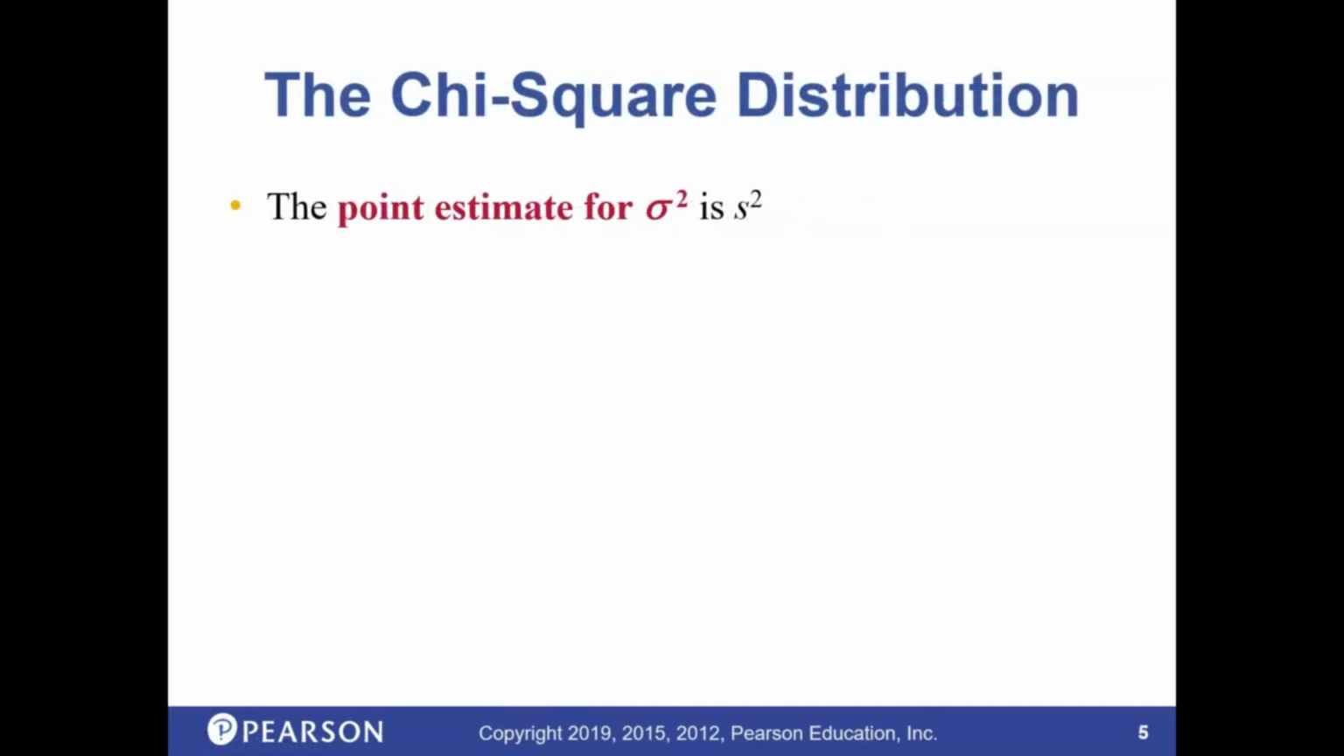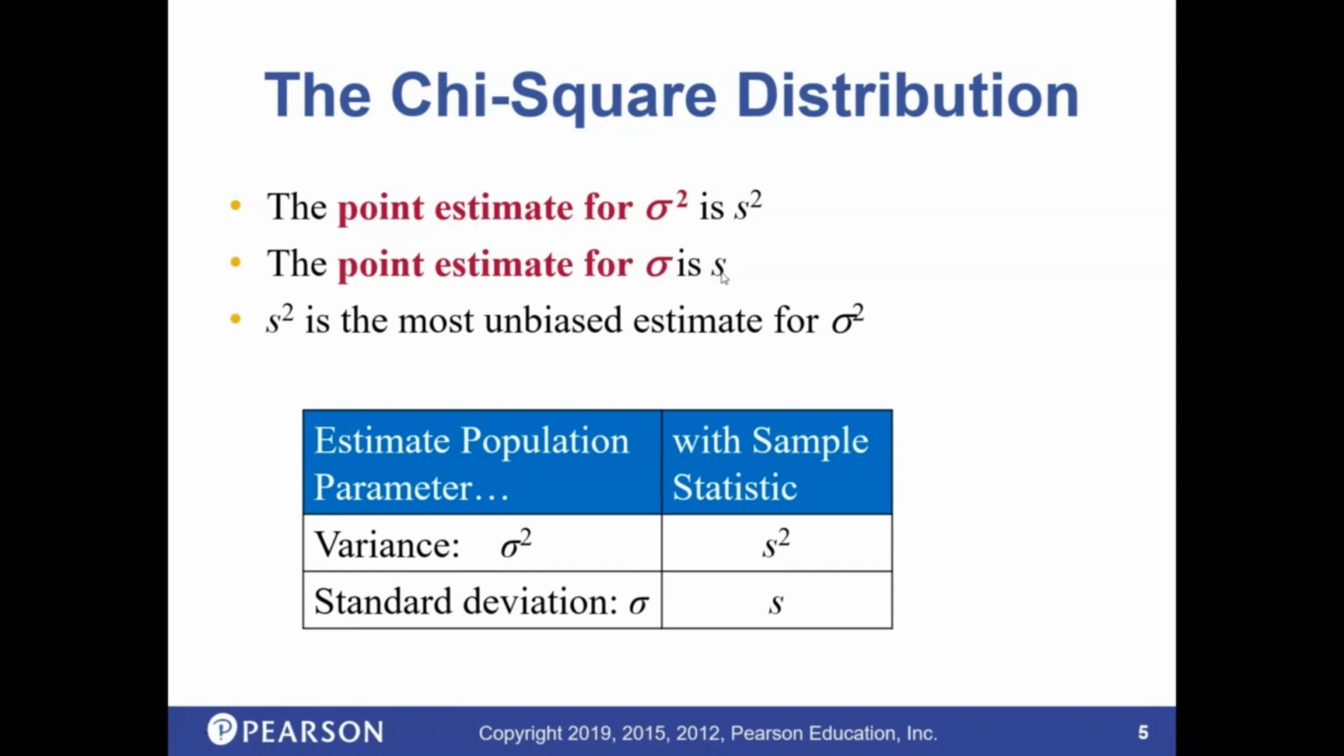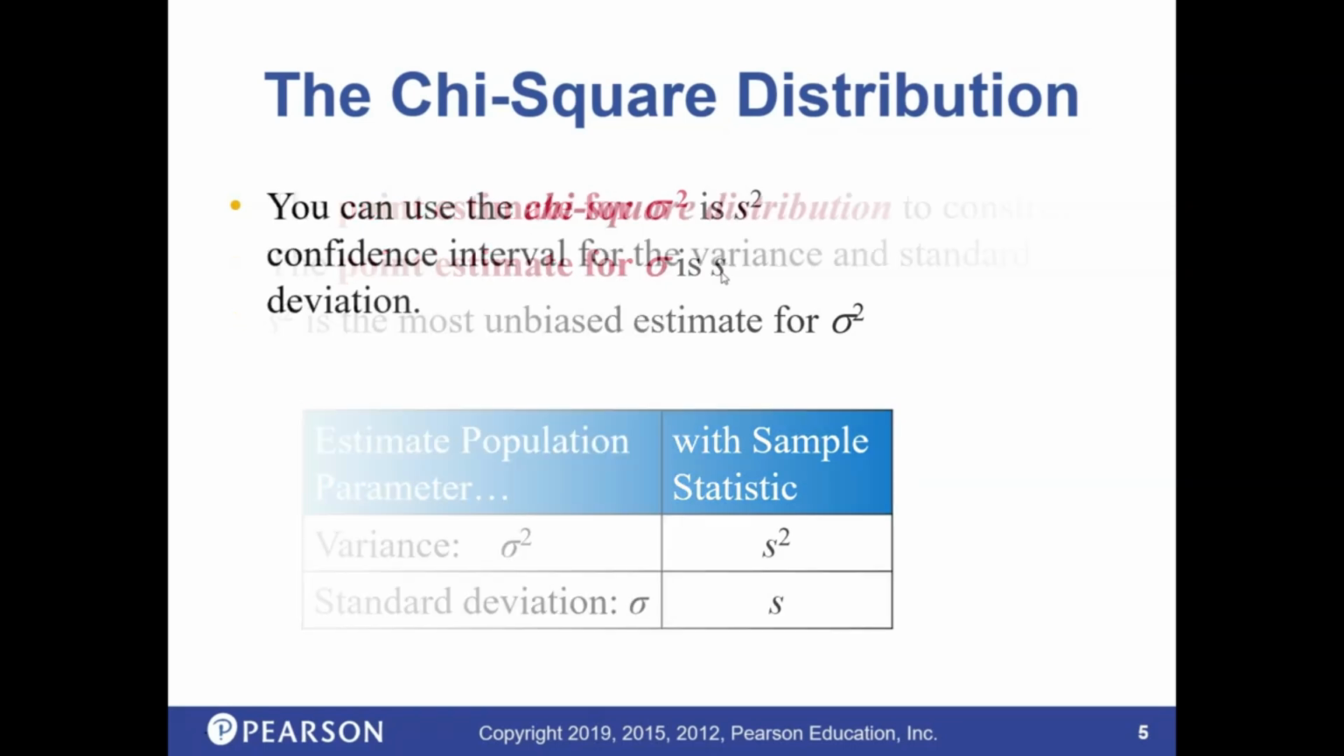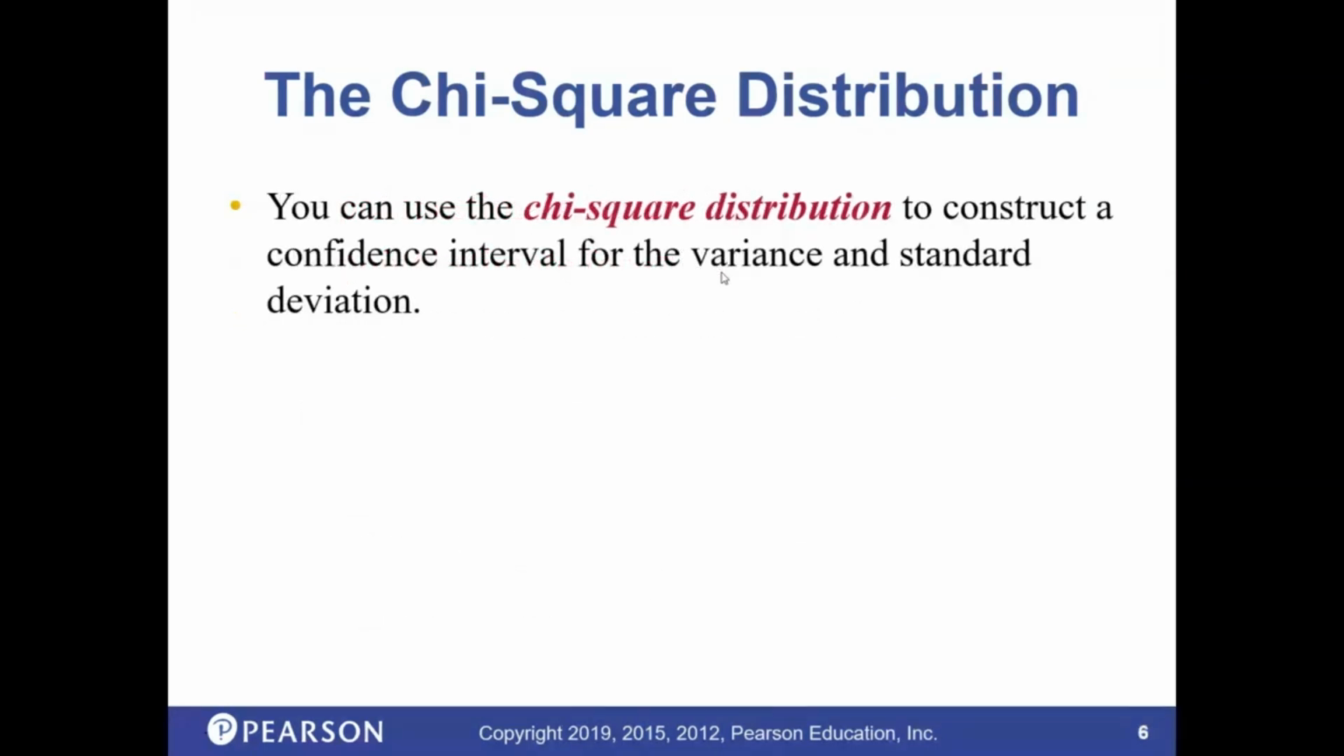So for the chi-squared distribution, the point estimate for the variance is going to be our sample variance, S squared. The point estimate for our population standard deviation is going to be the sample standard deviation, S. S squared is the most unbiased estimate for our population variance. So you can use the chi-squared distribution to construct a confidence interval for the variance and standard deviation.